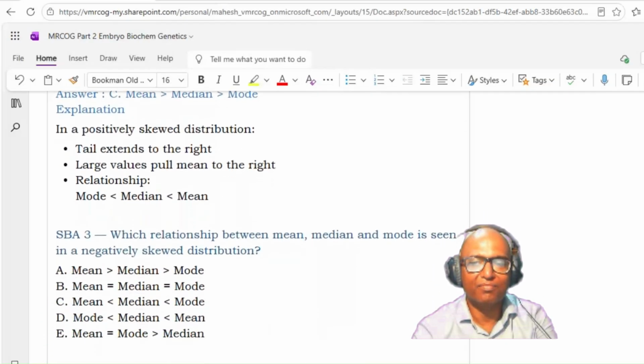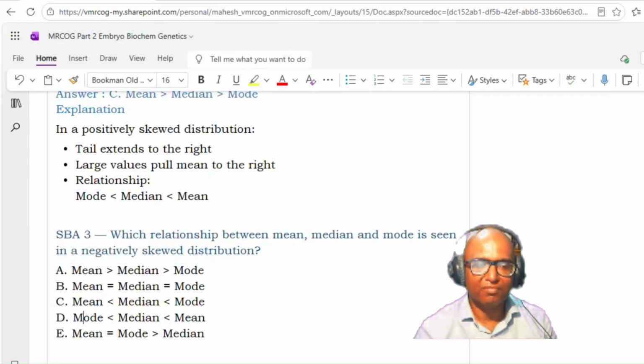Next. Question number 3. Which relationship between the mean, median, and mode is seen in a negatively skewed distribution? Option A, mean is more than median is more than mode. B, mean is equal to median is equal to mode. C, mean is less than median is less than mode. D, mode is less than median is less than mean. E, mean is equal to mode less than median. Sir, answer is mean is less than median is less than mode. So answer is C.